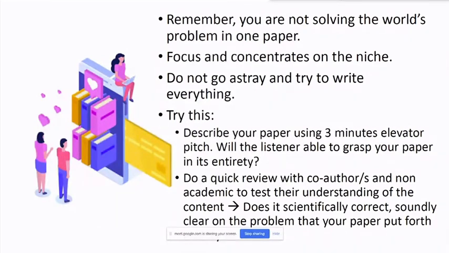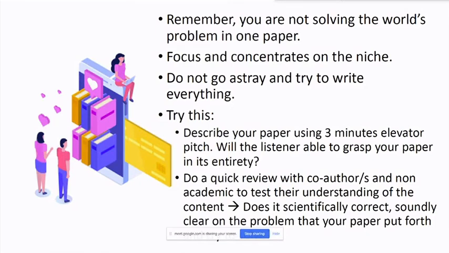And number two, do a quick review with your co-authors, as well as non-academics. Non-academic means people who are not from the same area of study as you, to test the understanding of the content. Is it scientifically correct? Is it sound and clear on the problem that your paper puts forth? Will they be able to understand the issue at hand and the findings that you have presented? Okay, one of the ways.